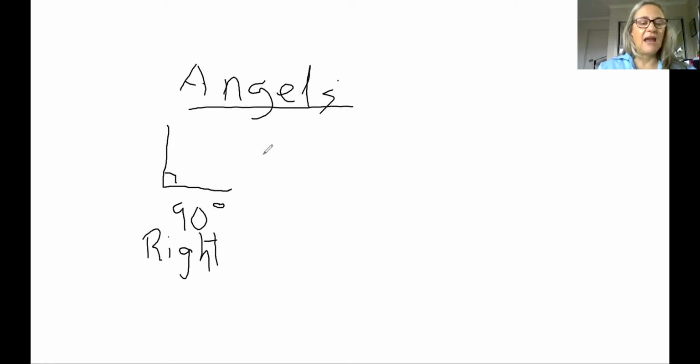The next angle is called an acute. This is an angle that looks like that. It can also look like that, and like that, so they can be drawn in different perspectives. I'm just going to rub out those other ones so that you get only one happening there.